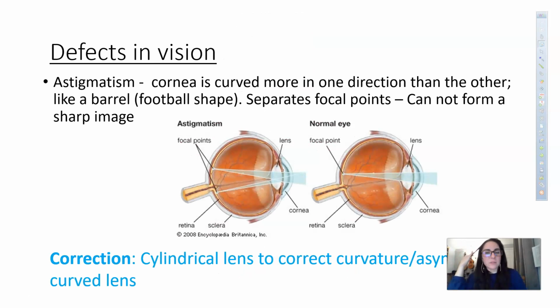Here's a couple other things about vision. Astigmatism is when the cornea is curved more in some places than others, so you don't have a perfectly spherical eye. I know when the doctor was talking to me, because I have astigmatism in my left eye, he said it's kind of like a football shape. It's not that nice curve that you want. And that's what I have there, or a barrel shape.